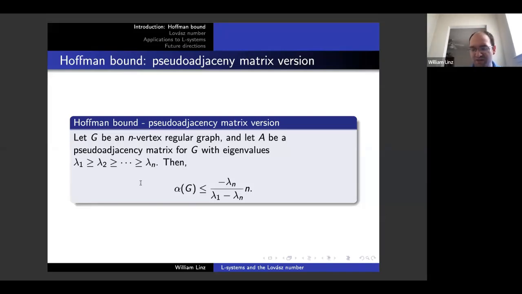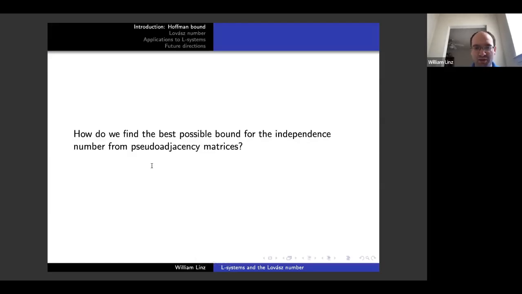Of course, that leads to an obvious question. How do you pick a good pseudo adjacency matrix? We probably don't want to just try a bunch of pseudo adjacency matrices. You probably want to figure out how we can find the best possible bound in some reasonable way. There's probably a number of ways you could answer the question of how to obtain the best possible bound from pseudo adjacency matrices, but one way that I think is a good answer is to use the Lovász number.